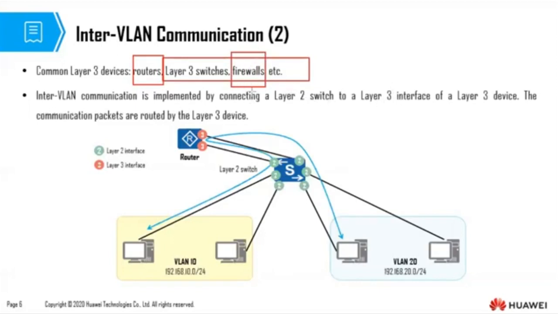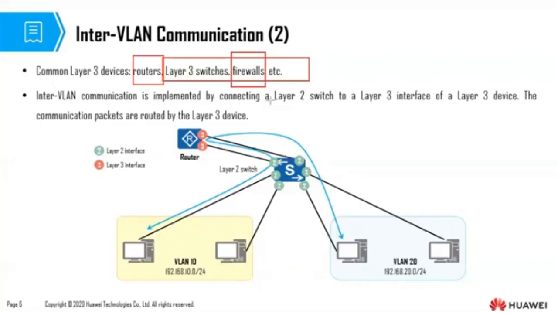Firewalls, their main purpose is security. They create a security wall between your intranet and the extranet, which is the internet, between the private and the public network. So the firewall normally is put at the egress of your intranet, the core layer.